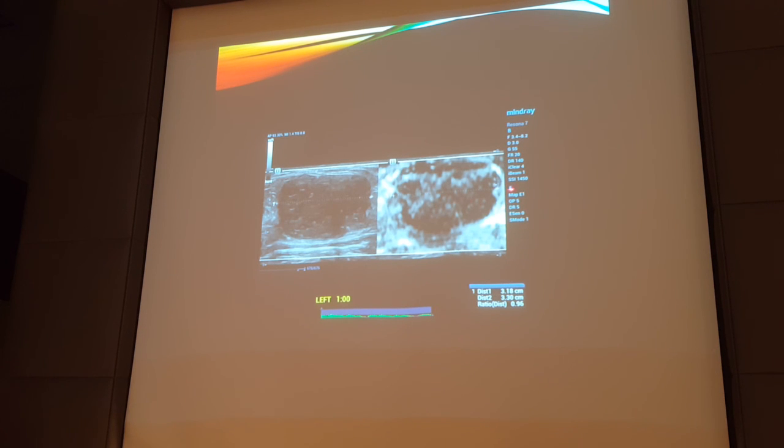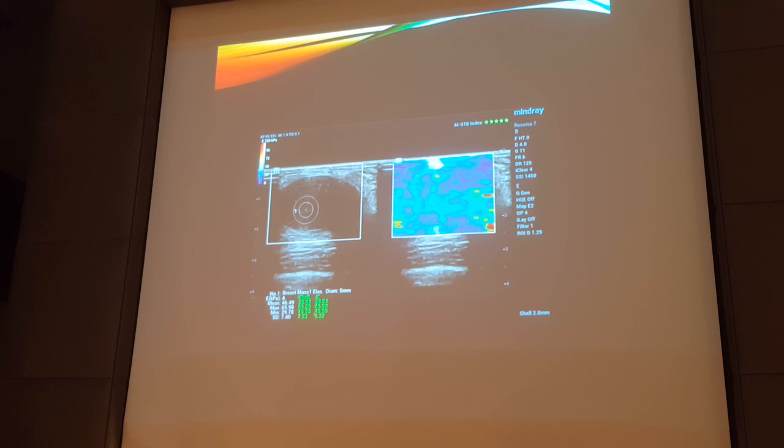Just another example, well-circumscribed mass, some internal blood flow. The ratio here is 0.96. And again, a KPA of 45, which is kind of at the borderline. And this turned out to be a benign fibroadenoma.